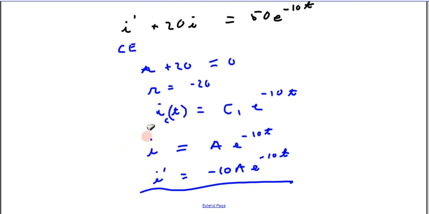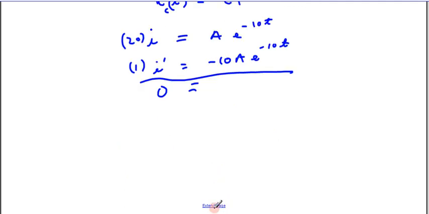Okay, everything's good there. So I got 20 of these guys and one of those guys, and when I get done I need to have 0, because my initial condition says that I will have 0. Okay, so I got 20A e to the minus 10t. Well, I have 20 minus 10, so this is going to be a 10A. So I got 10A e to the minus 10t.